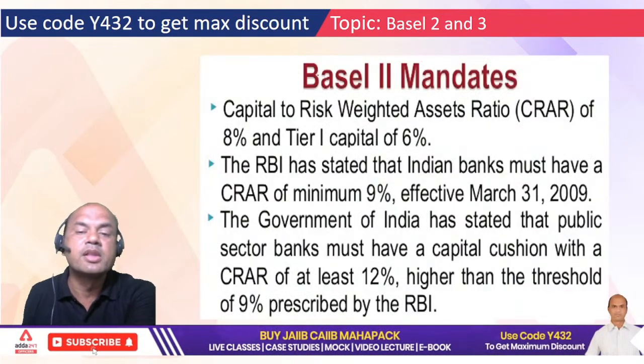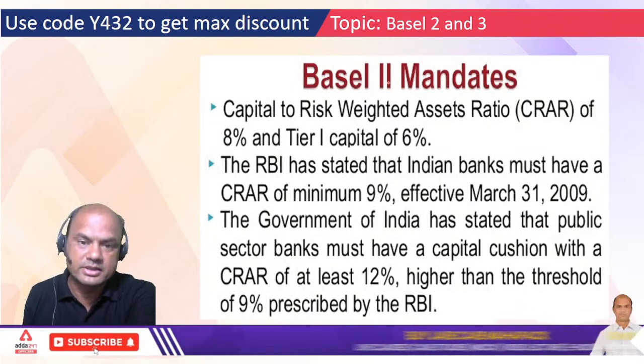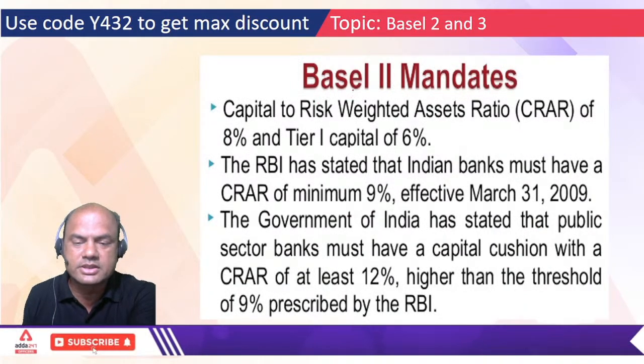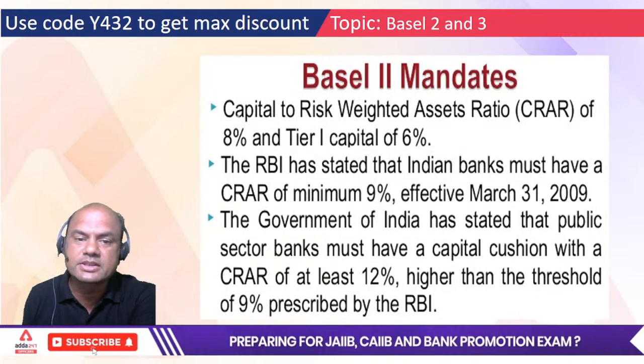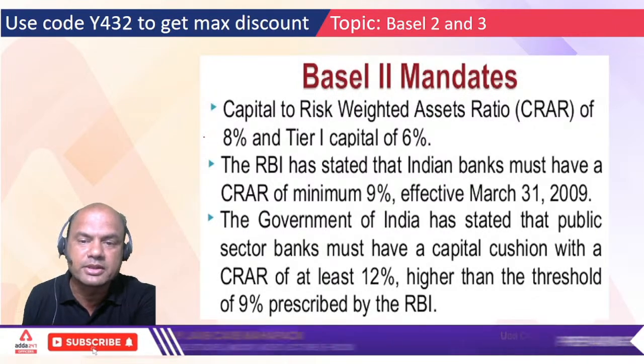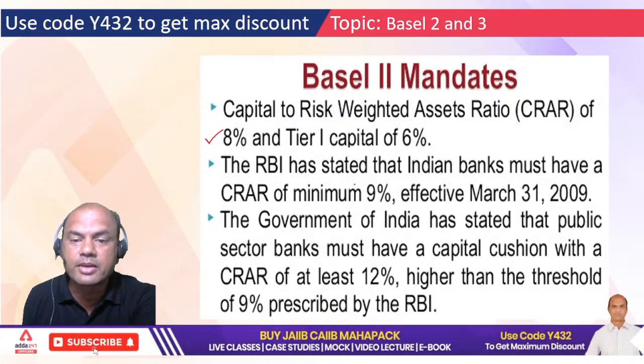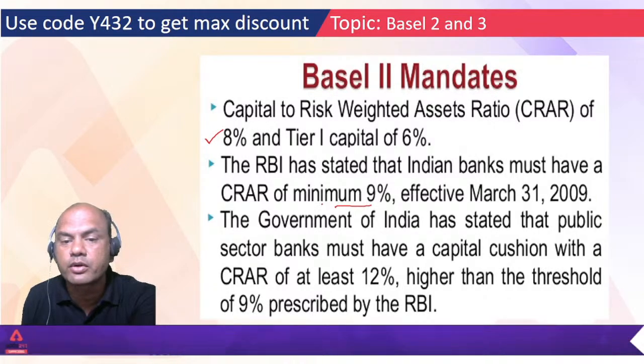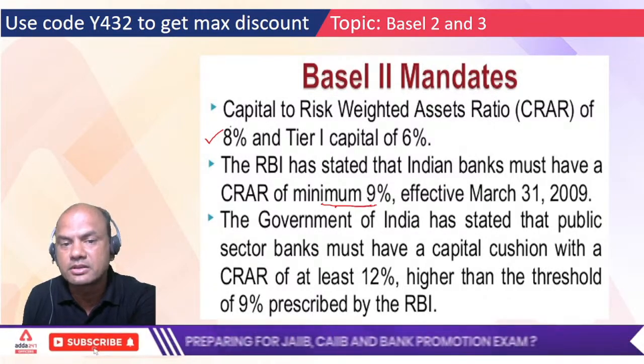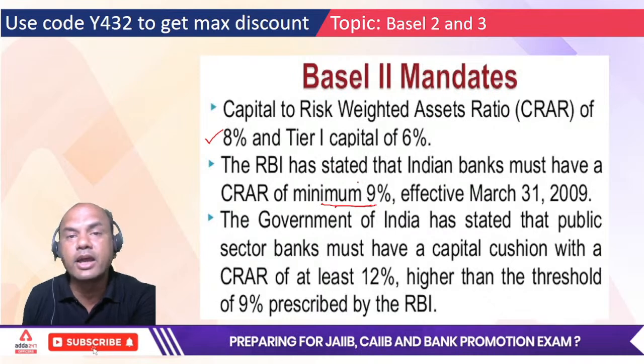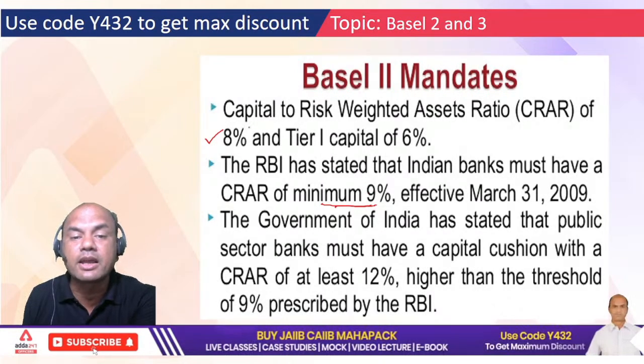And third part, what are the RBI requirements? So capital, see here, what does Basel say? Basel says minimum CRAR should be 8%. But what does RBI say? RBI says it should be 9%. So we have to follow RBI, not Basel. Why RBI? Because RBI is 1% higher than Basel.